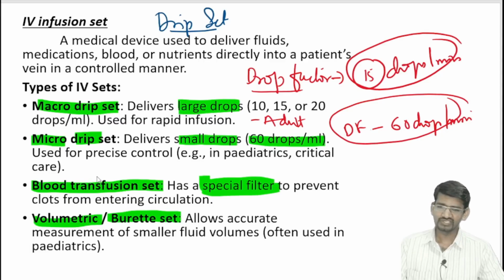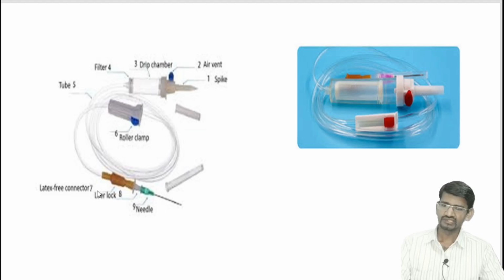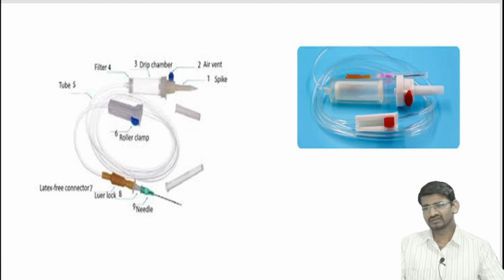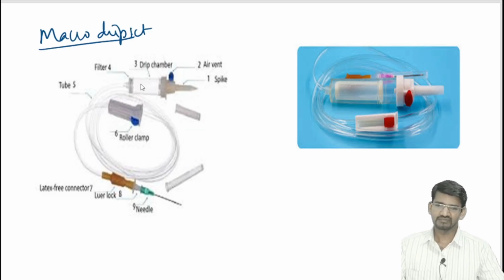I will show the pictures of all these IV sets. See here, this is the drip set, the macro drip set. It has parts like this: a chamber, the drip chamber. See here, this is a dropper.